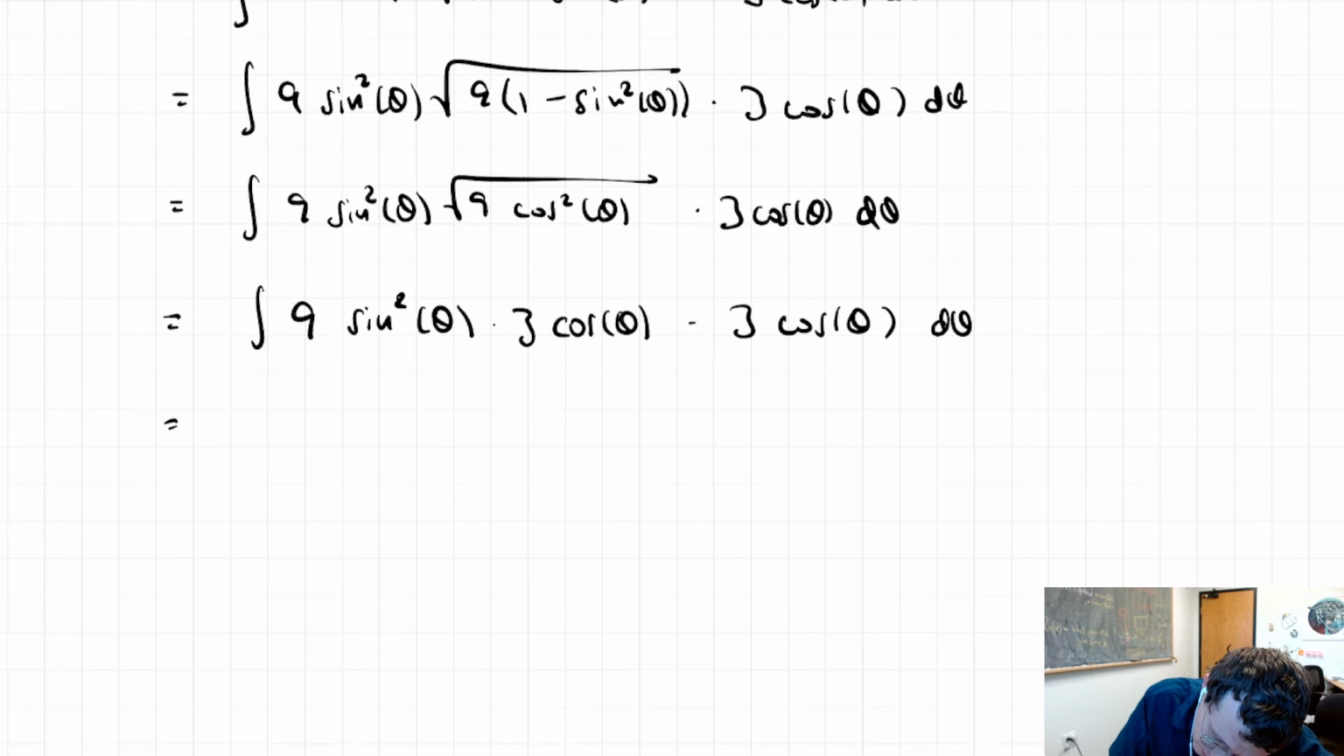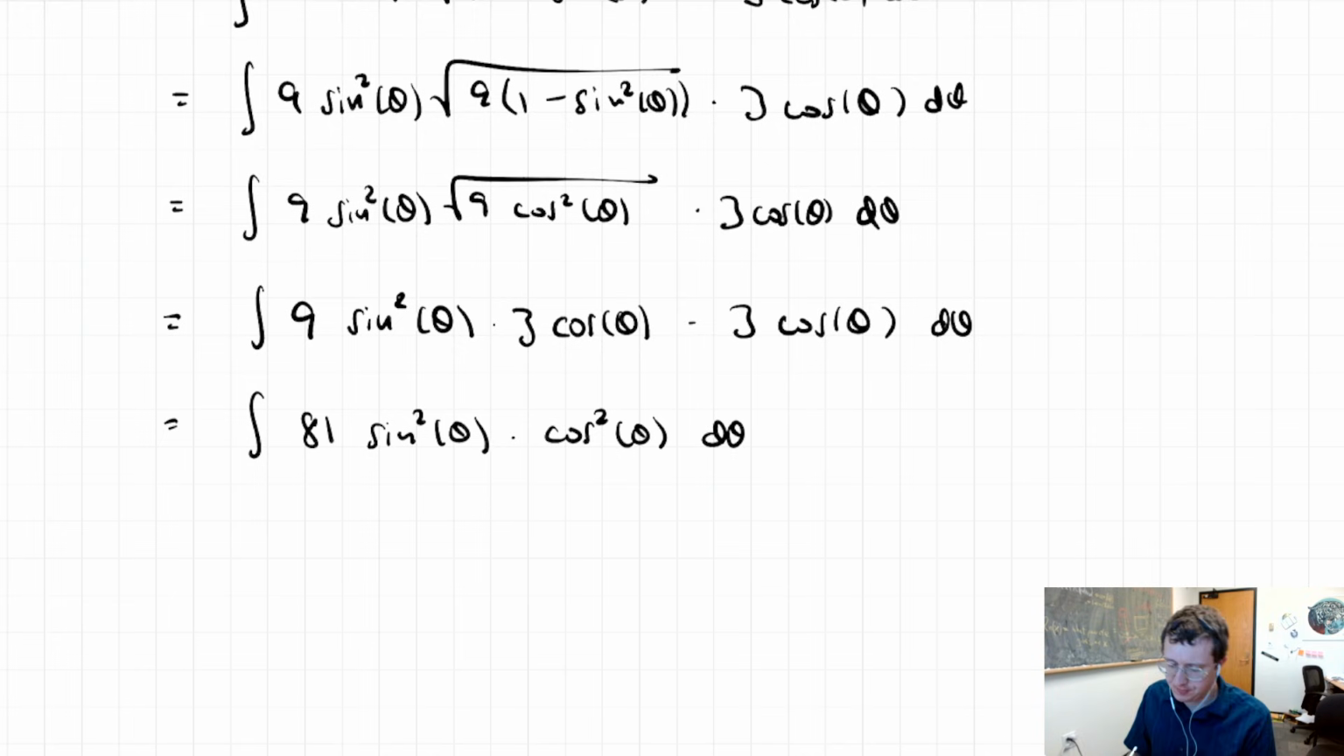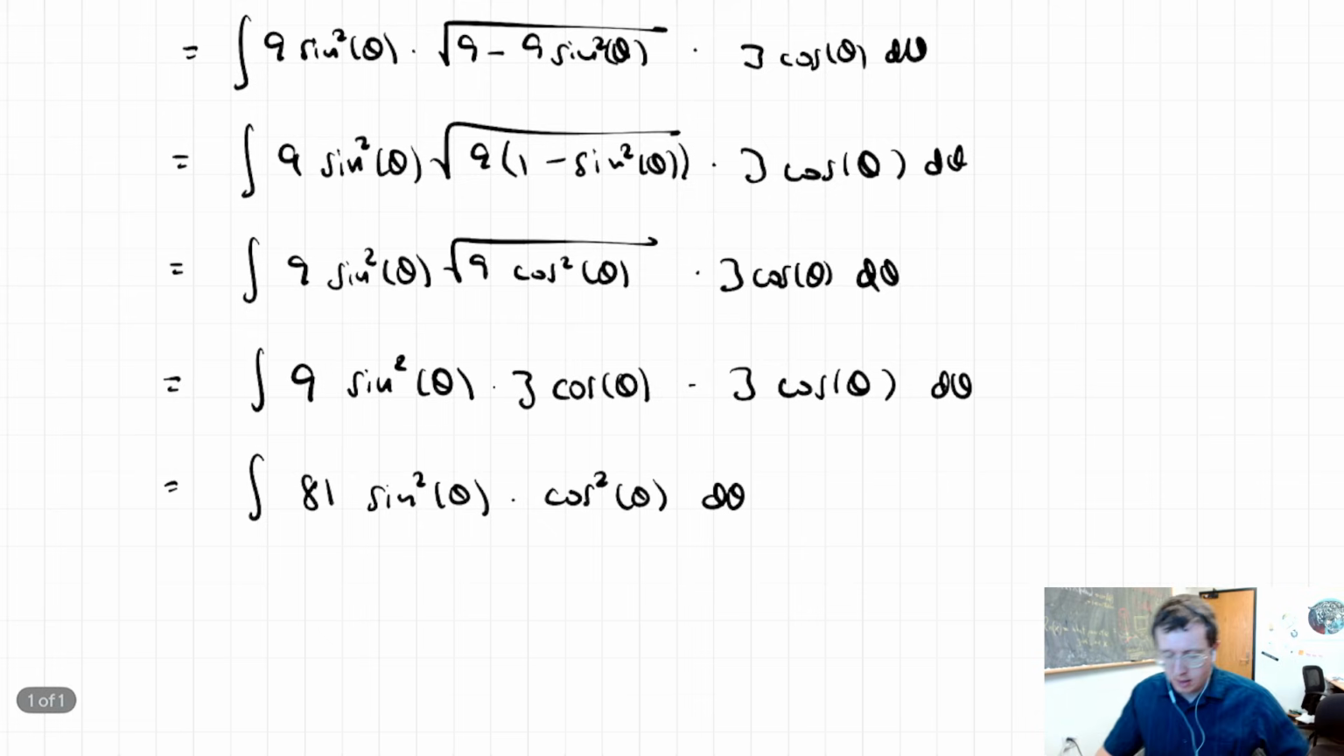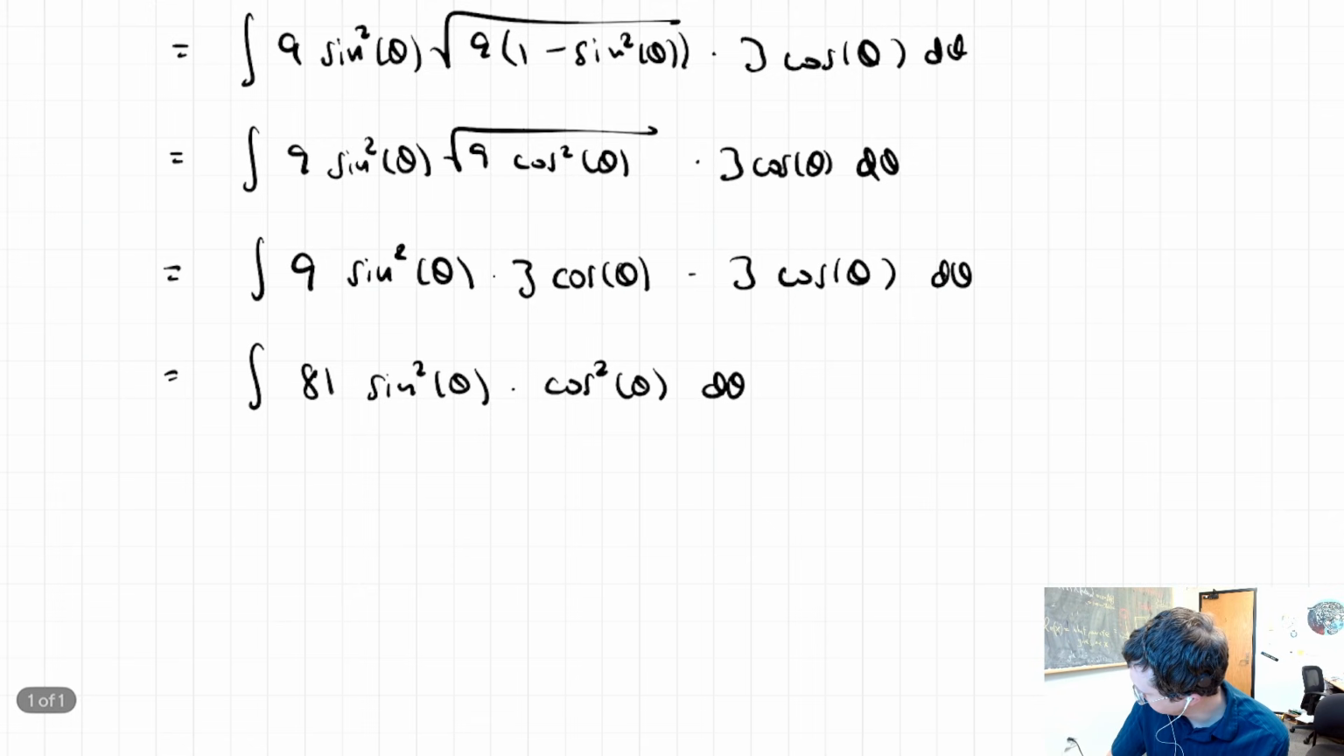Well, it'll just be a good excuse, an opportunity for me to remind you how to integrate using some trig identities. So if I collect all the constants together, I get 81 sine squared theta times cosine squared theta. Okay, so when both of the powers are even, I'm going to need to use one of the double angle formulas.